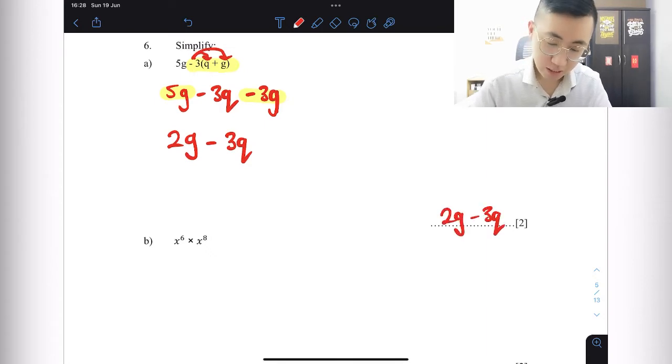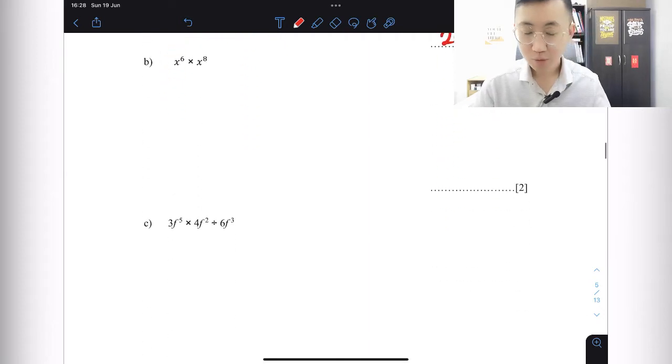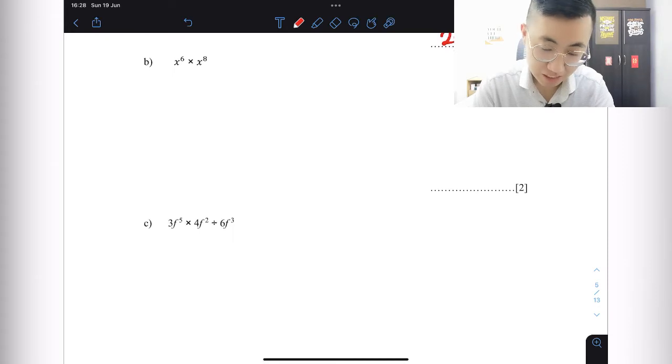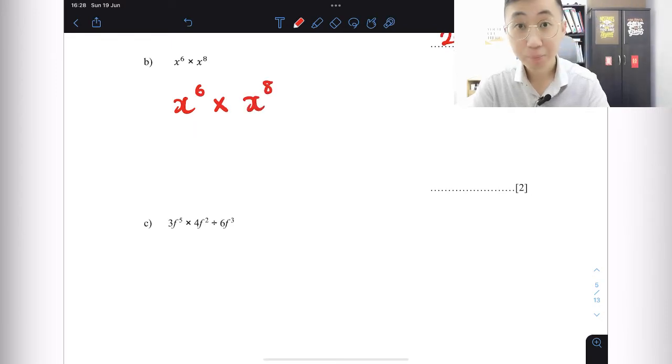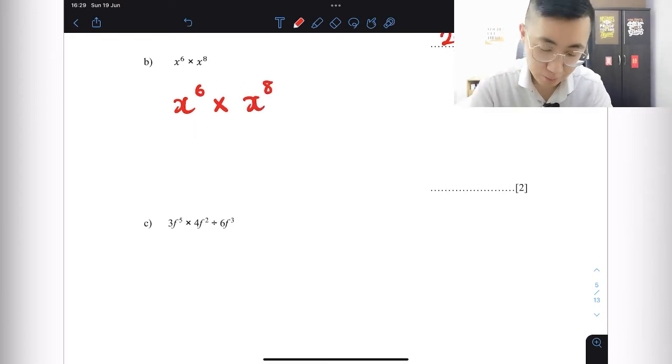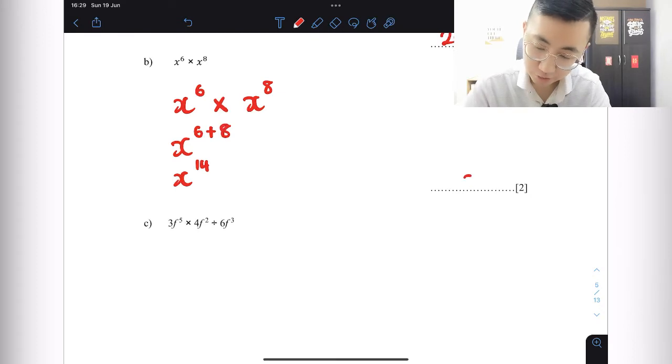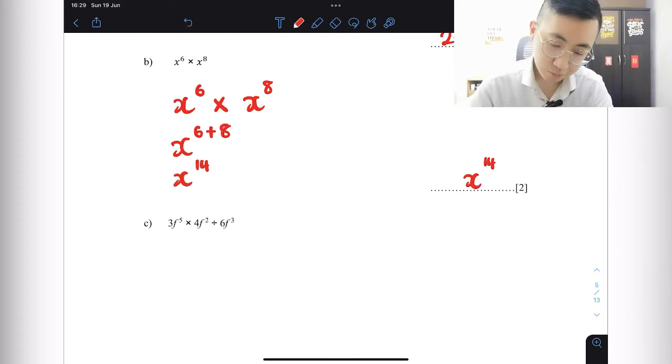Okay, so let us do b. So still coming from the question simplify. Then I know this is chapter indices. So it says that your power, when you do multiply, you need to plus on the powers. Okay, so you do 6 plus 8 like that. Then just show your final answer, x to the power of 14. Okay, so there you go.